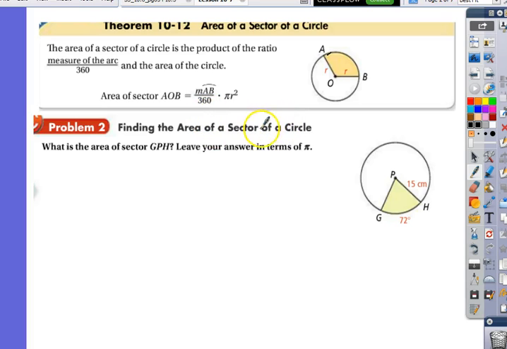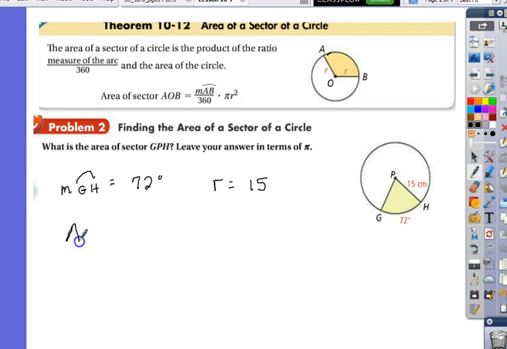All right, so today we're going to find the area of the sector. The area of a sector involves knowing what the arc measure is over 360 times the normal formula for a circle. So in this particular situation, if we were to find the area of the shaded sector, we would be using the measure of arc GH, which is 72, and we would be identifying the radius, which is 15. Once you know the radius and the arc measure, you can find the area of your sector.